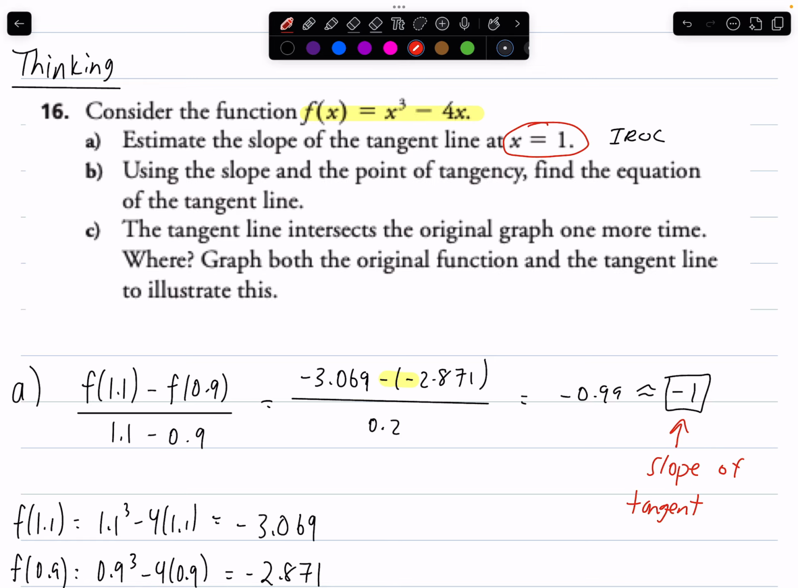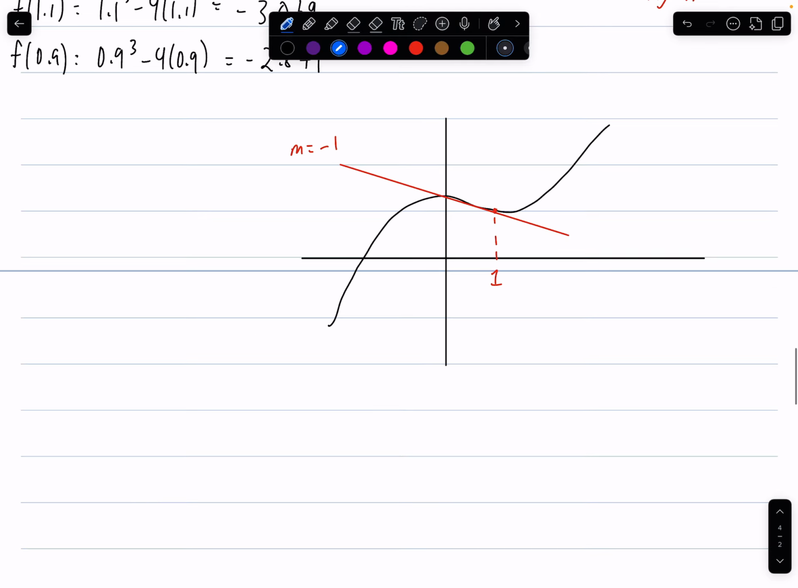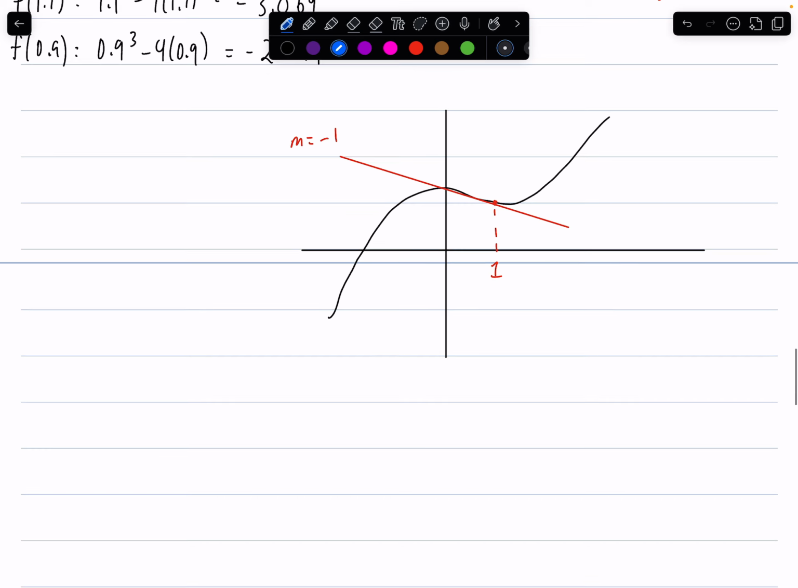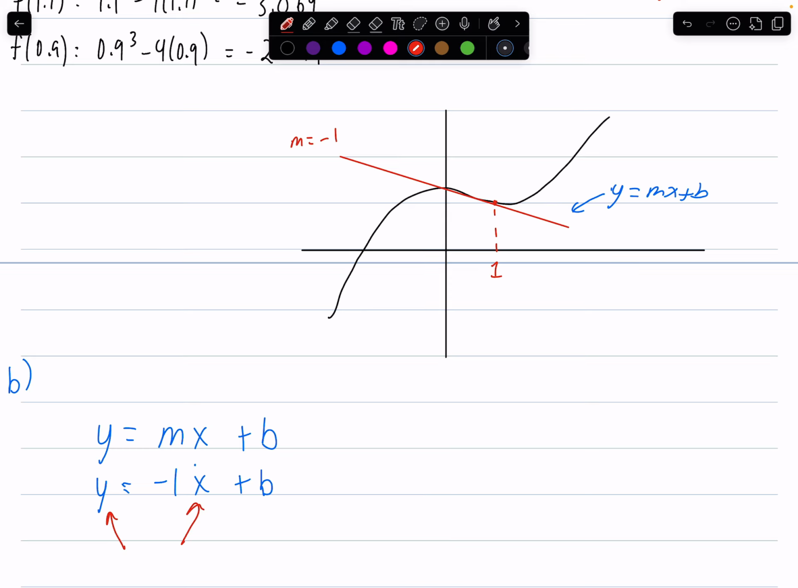Okay. Now, this leads us into part B. It says, using the slope and the point of tangency, find an equation of the tangent line. So all we found was the slope of the tangent. So if we want to find the equation of this tangent, we know it's going to be y equals mx plus b, right? Because it's a line and it's going to be a linear function. And we know the slope is actually -1, because that's what we found. In order for us to solve this equation, we actually need to find an x and a y value, so a point that we can plug in so that we can solve for b.